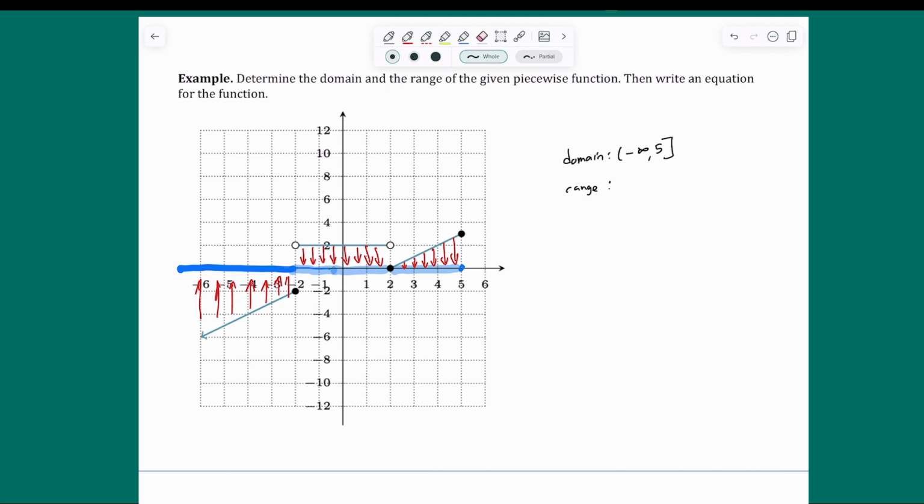Okay, so let me get rid of the arrows here. I'll leave the blue there because we know those are all our inputs that we're achieving. In fact, let me just make this lighter here.